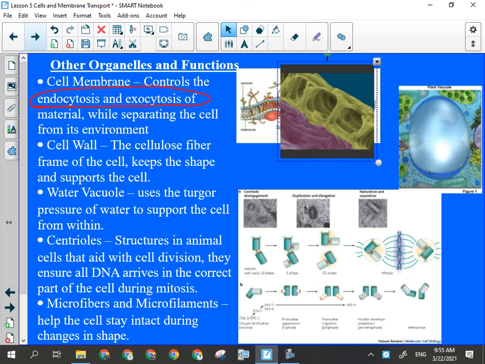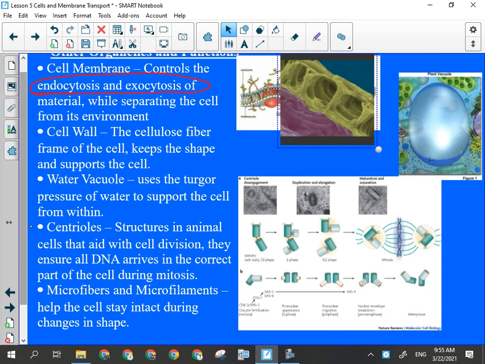And then we've got the water vacuole, which is just the big bubble of water that's inside plant cells that works with the cell wall using turgor pressure. That's an important term, turgor pressure, of water, supporting the cell from within, pushing everything against the frame, makes it stronger.